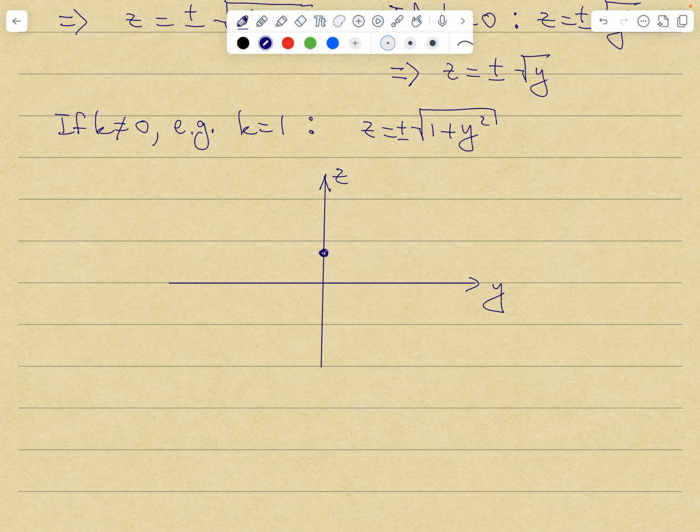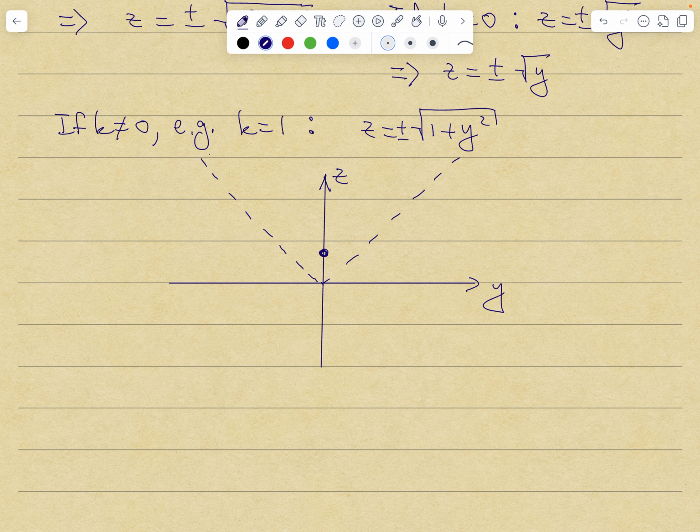That's number one. And number two, as y gets very big in 1 plus y squared, if y is very big, 1 really doesn't matter, right? So for large y, z essentially looks like square root of y squared, which is either y or minus y, or just absolute value of y. So if y is large, then z is very close to y or minus y. And again, I keep the sign of z positive.